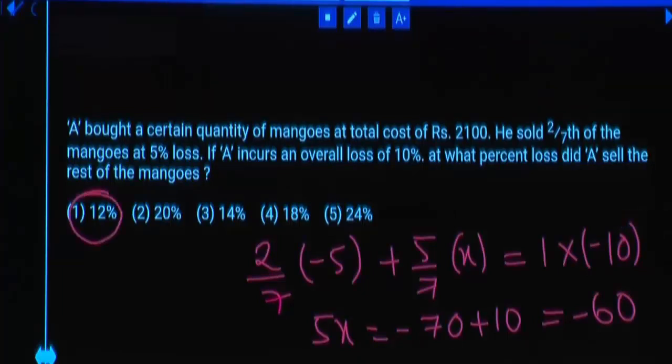That was simple. On each part we need 10%. 2 parts are already sold, 5 parts are still there. On each part we need 10, so for 5 parts total we need 50. 2 parts are already sold at a loss of 5, so on that again we need 5% on each part. Both the parts together we need 10%. So this much we need by selling 5 parts now. 60 by 5, 12. Single line answer.